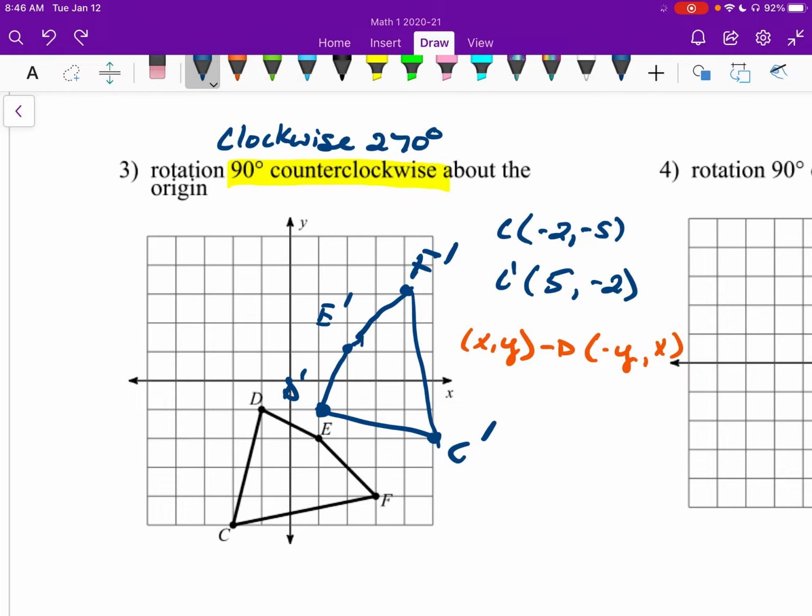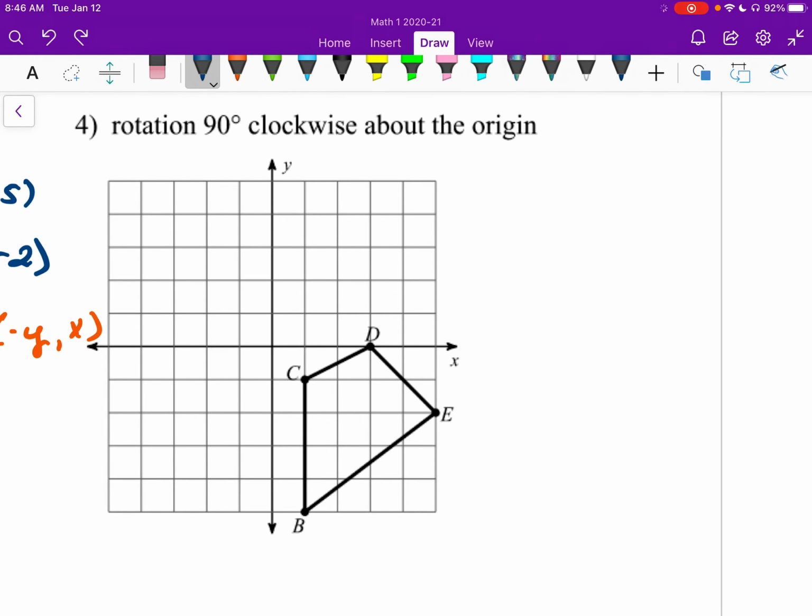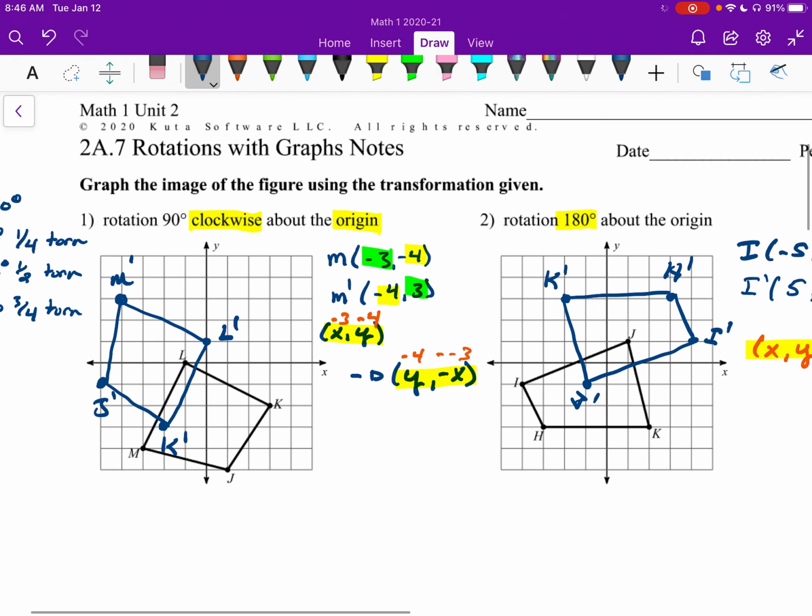All right, number 4. Another rotate clockwise. So this one's nice and easy. I'm just going to try to do these in my head. C would turn over to be here. D would go down there. B would end up being over here. And E would end up right here. And there we are. And I believe we've already given the formula for that, haven't we? Yep, it's that original formula.